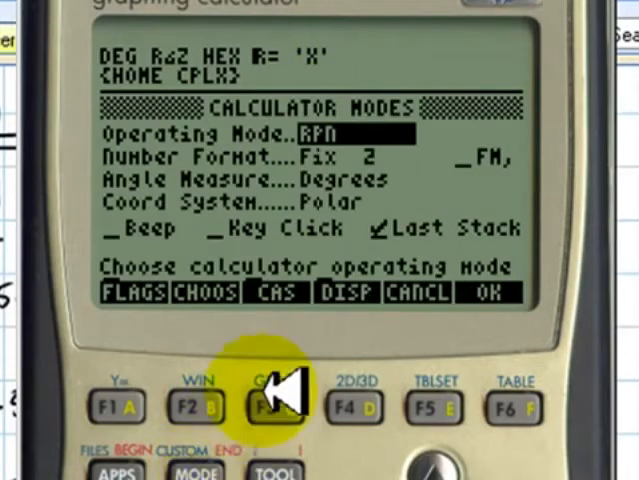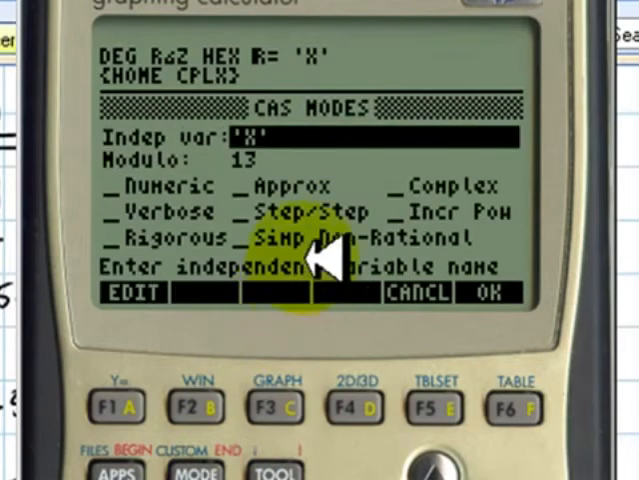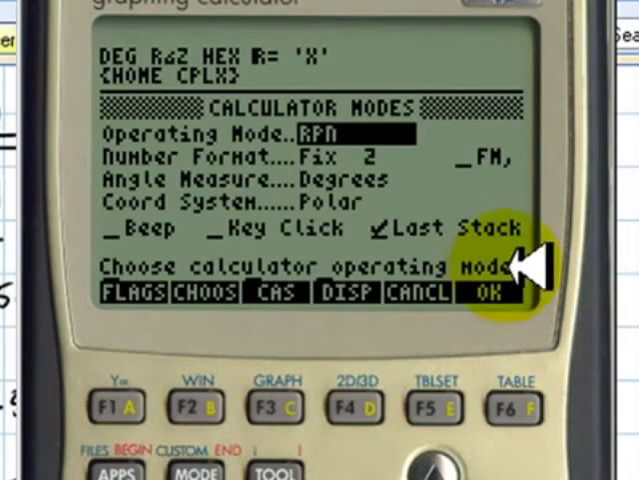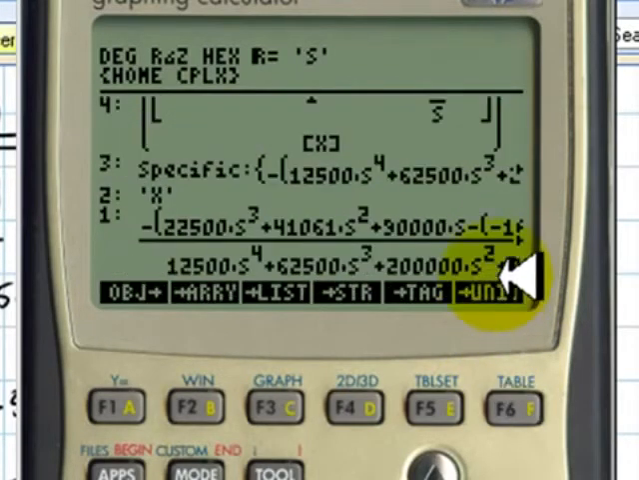Mode, CAS, and this independent variable has to be S. Edit that. And then you can go there and say this variable is going to be S, okay? And okay. See, now it's S. Now when I ask for the inverse Laplace transform of this one, it will know that this is the independent variable. And that is what we're about to do.